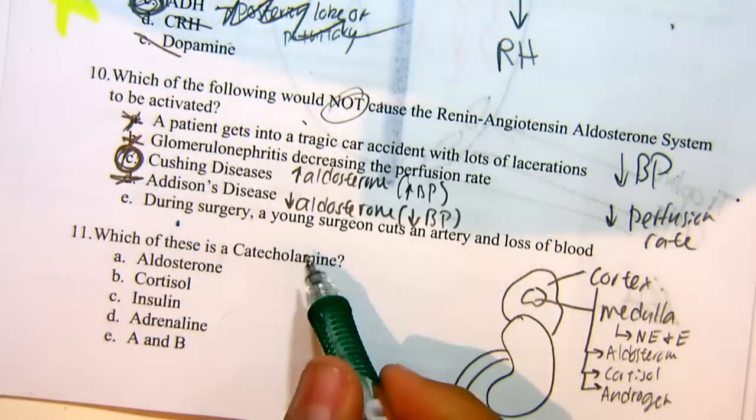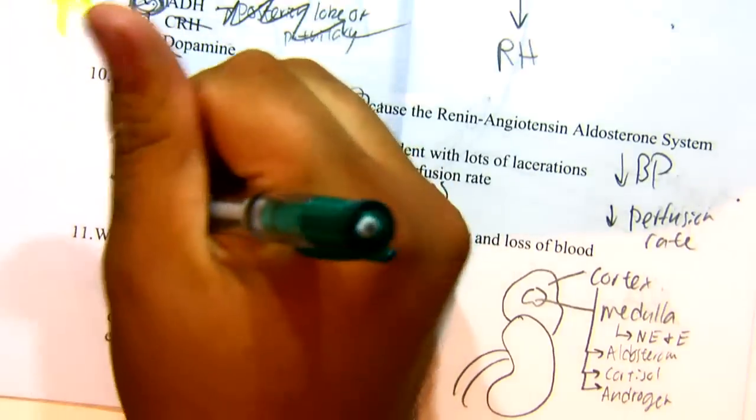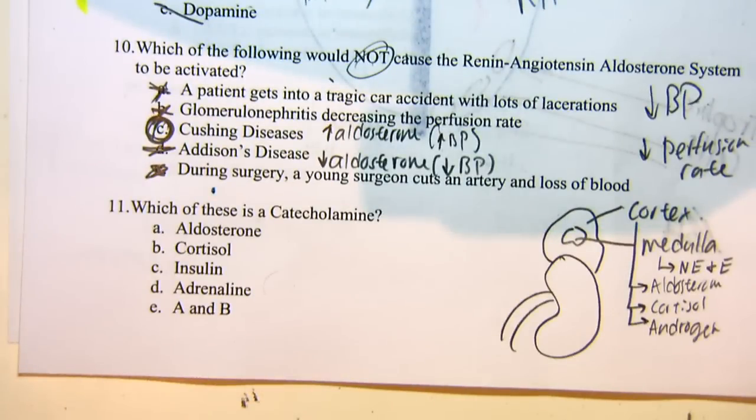And then during surgery, a young surgeon cuts an artery and there's lots of blood loss. That would activate it because you're losing blood. Okay, so we're good with that. Let's do number 11.